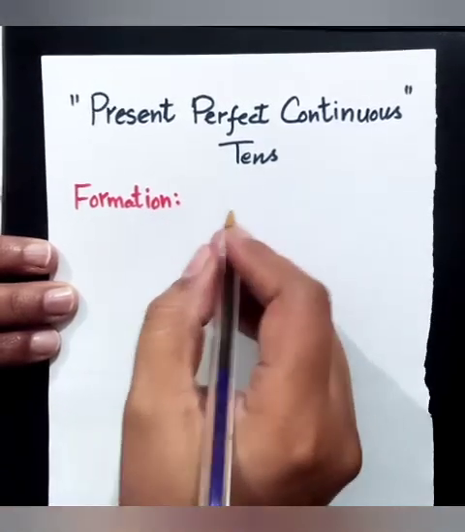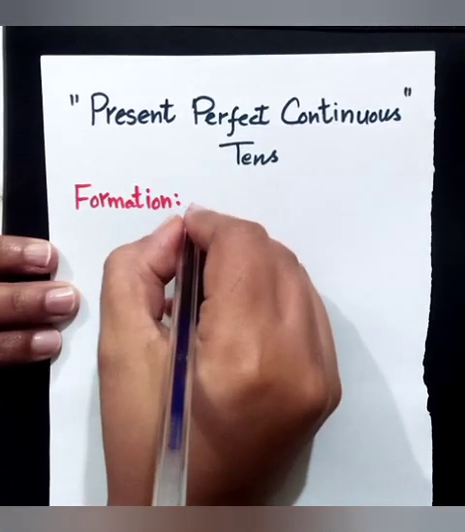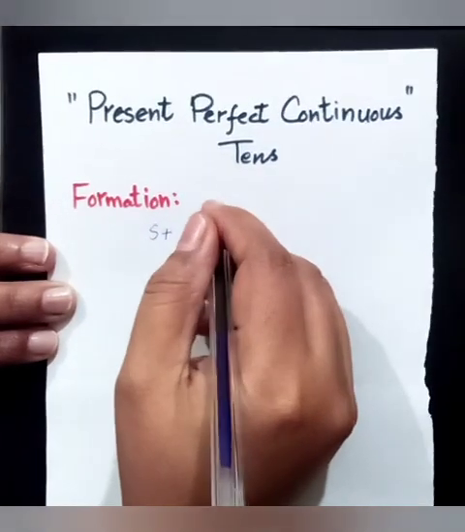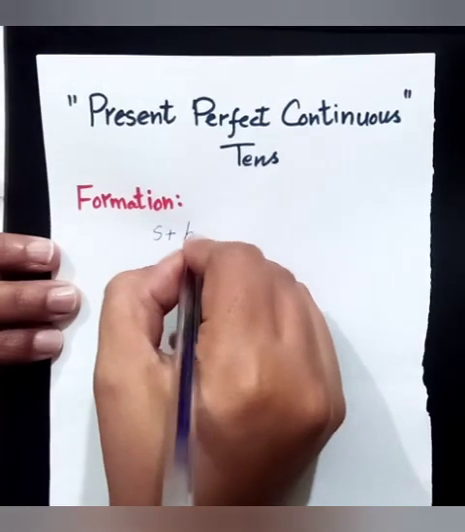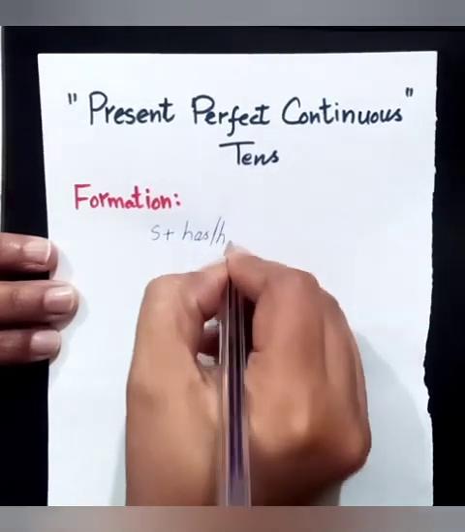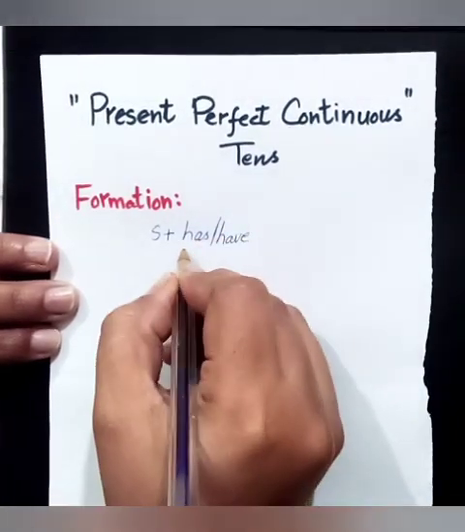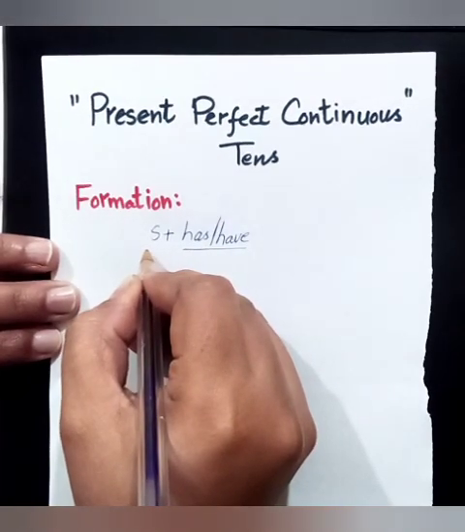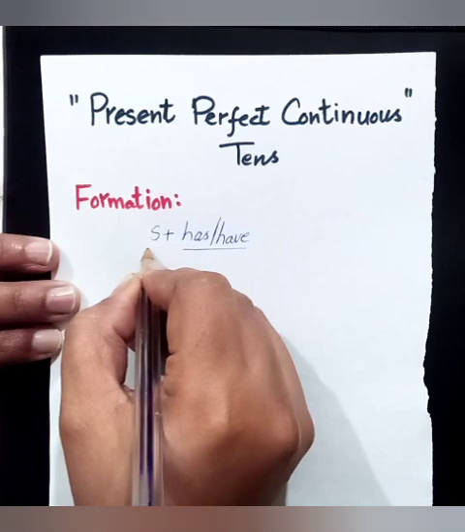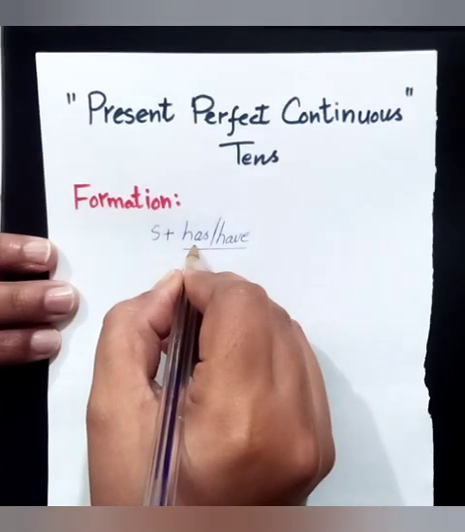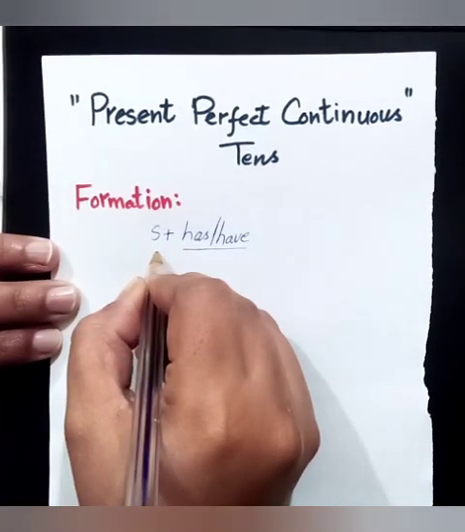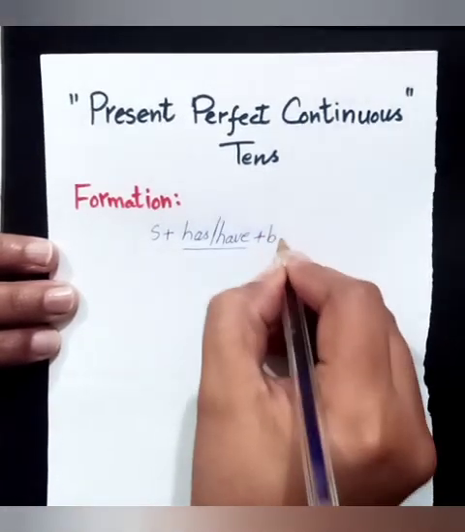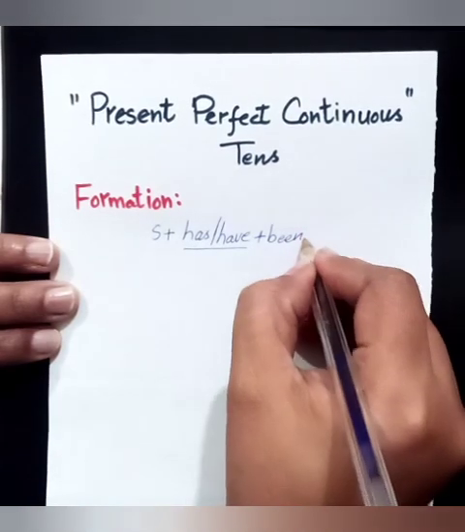The formation for affirmative sentences is subject plus has or have. We will put has or have according to our subject. If our subject is singular, then we will write has. And if our subject is plural, then we will write have. Plus being. Being is must.